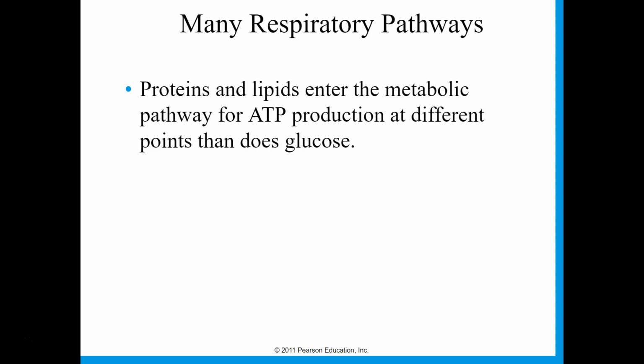Proteins and lipids enter the metabolic pathway for ATP production at different points than glucose does.